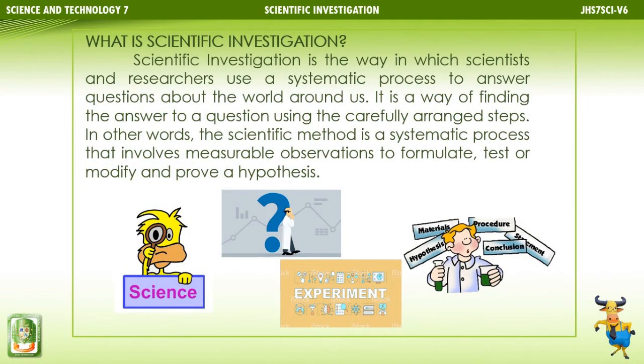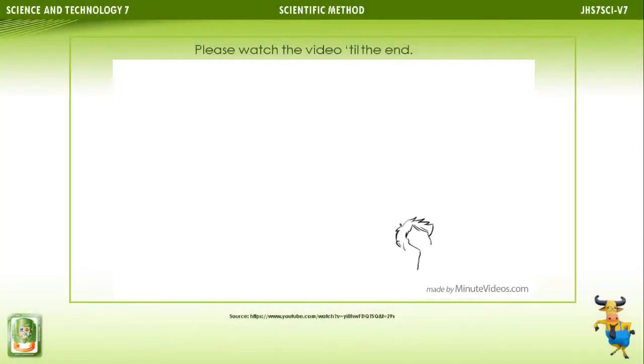What is scientific investigation? Scientific investigation is the way in which scientists and researchers use a systematic process to answer questions about the world around us. It is a way of finding the answer to a question using carefully arranged steps. In other words, the scientific method is a systematic process that involves measurable observations to formulate, test or modify and prove a hypothesis.